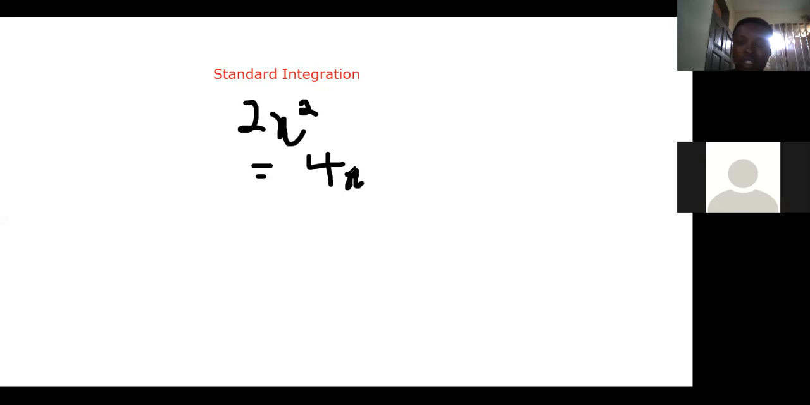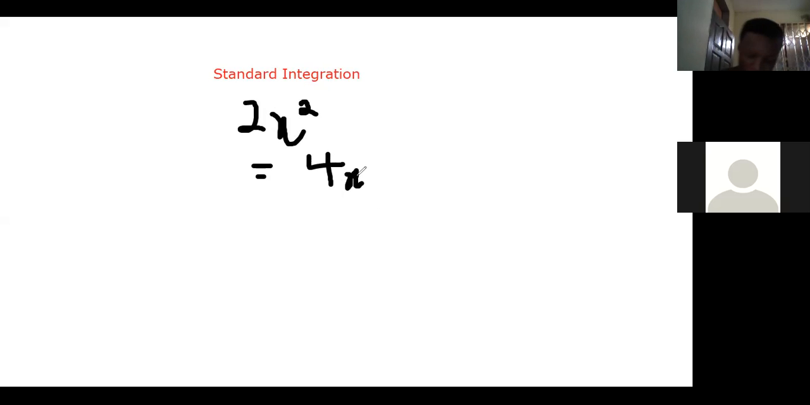Now, integrating the 4x will give you this one. So that means the integral reverses the differentiation. If I differentiate this, I'm going to get 4x. Now, when I integrate this, I'm going to get my 2x squared back. So basically, integration is the reverse process of differentiation. I hope you get it.